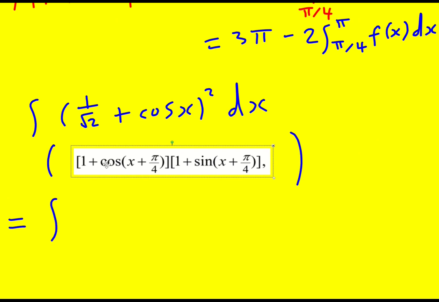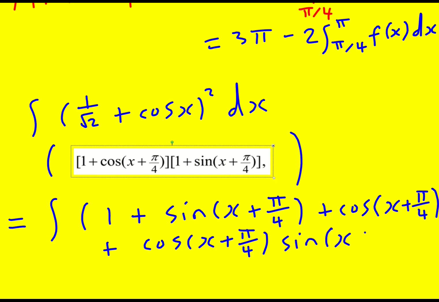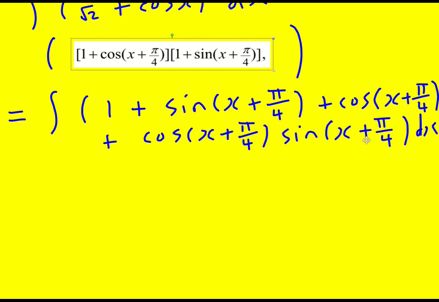And if I now expand this out, but I don't use my addition formulae, then I'm going to get 1 plus sine x plus pi over 4 plus cos x plus pi over 4 plus cos x plus pi over 4 multiplied by sine x plus pi over 4. And actually, this is really nice. The only slight issue is this term here.